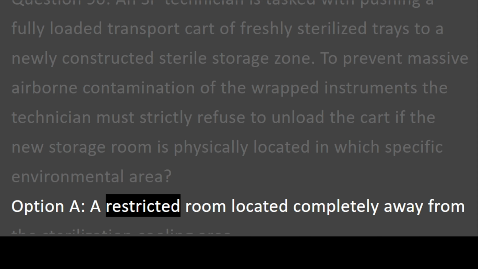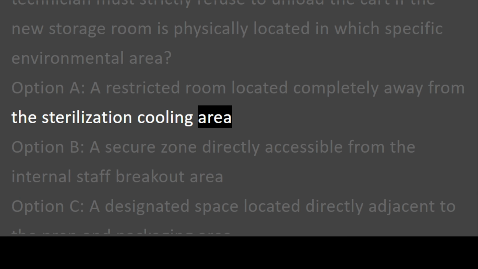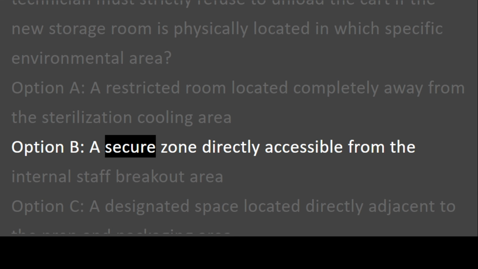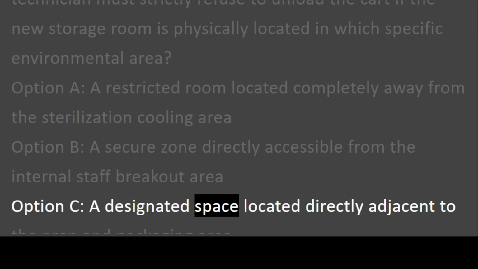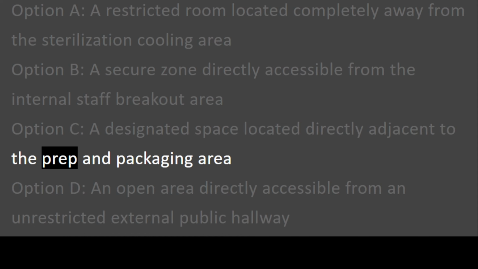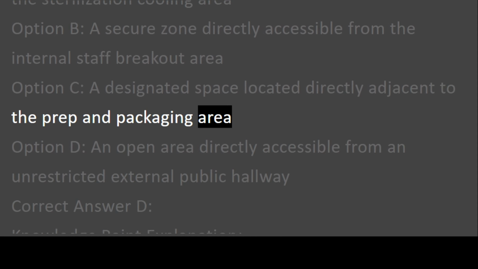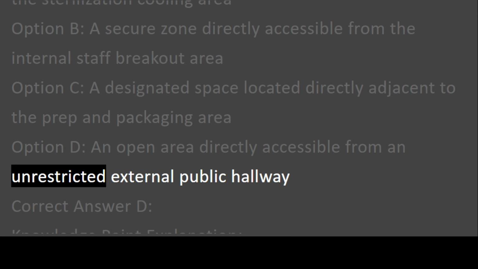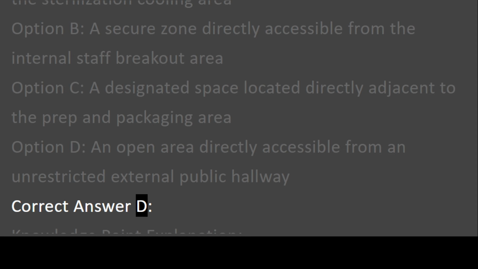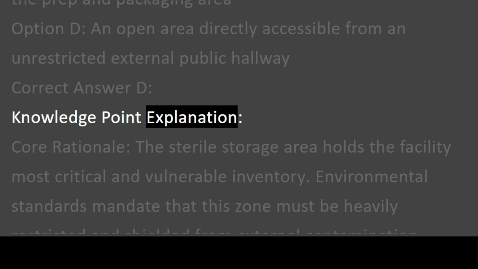Option A. A restricted room located completely away from the sterilization cooling area. Option B. A secure zone directly accessible from the internal staff breakout area. Option C. A designated space located directly adjacent to the prep and packaging area. Option D. An open area directly accessible from an unrestricted external public hallway. Correct answer D. Knowledge point explanation.